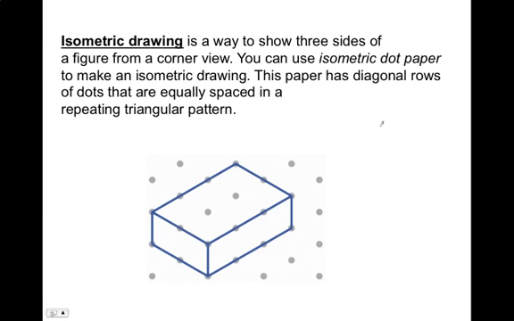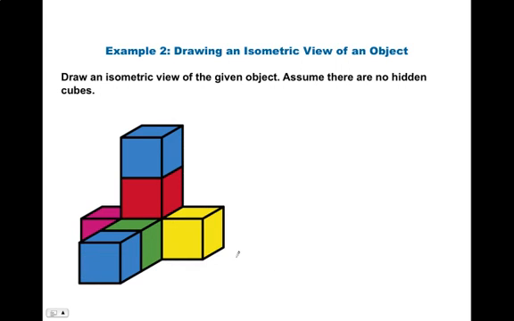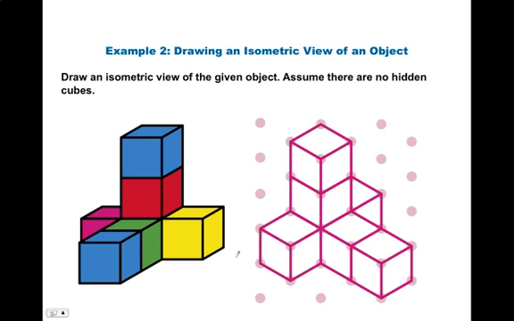You also have the isometric drawing. This is a way to show three sides of a figure from the corner view. So if you look at this rectangular prism here on this isometric dot paper, we see the top, the front, and the right side. My advice is to start with a corner and draw them from there. We could also look at this view here. To draw the isometric view, you have to have the dot paper. We will practice this in class.